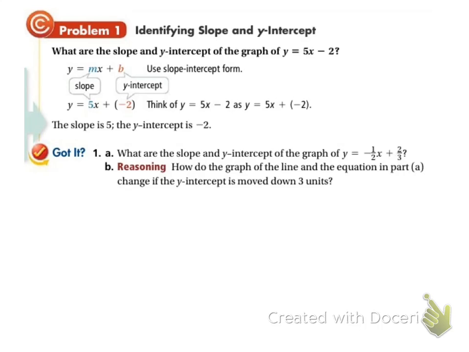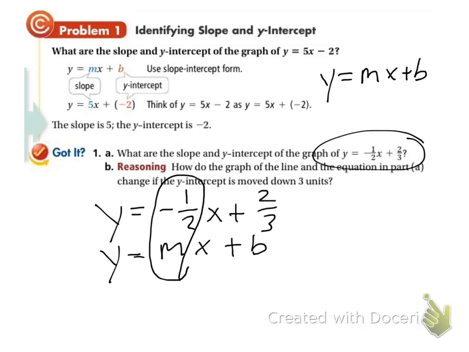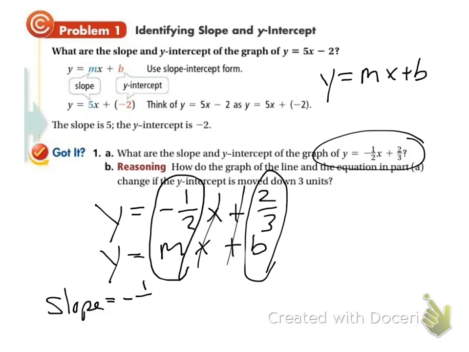So, let's look at our got it problem here. They give us an equation, y equals -1/2 x plus 2/3. So remember, y equals mx plus b is our general form, where m is the slope and b is the y-intercept. So if I match this up, this right here is my m, x's match up, plus signs match up. This right here is my b. So my m, my slope, is -1/2, and my y-intercept, my b, is 2/3.